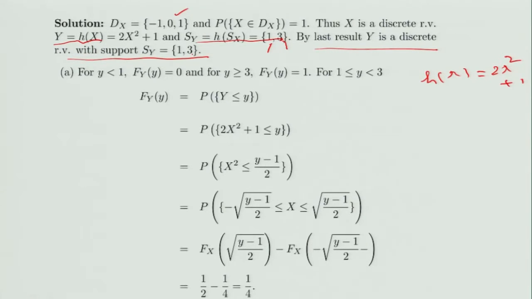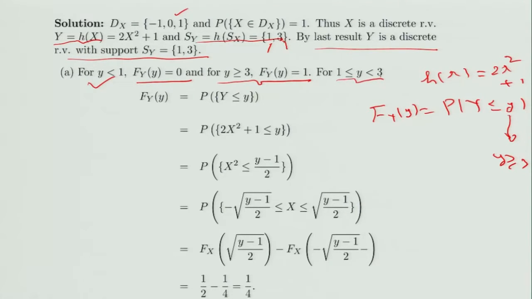Now note that Y takes only values 1 and 3. So when I am talking about FY(y), which is the same as probability that Y is less than or equal to y, this capital Y cannot take a value less than 1. So if y is less than 1, my FY(y) would be 0. Similarly, if this small y was greater than or equal to 3, then I know that capital Y always takes a value less than or equal to 3. So for y greater than or equal to 3, FY(y) would be 1. Now I try to find out the distribution function in the range y between 1 and 3.